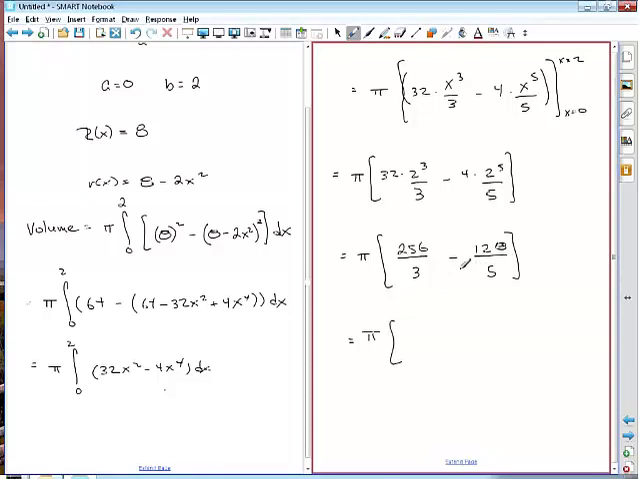So 256 times 5 is 1280, and it's over 15. And then we take 128 times 3, that's 384 divided by 15. And so 1280 subtract 384, we get 896. So we get 896 pi over 15.